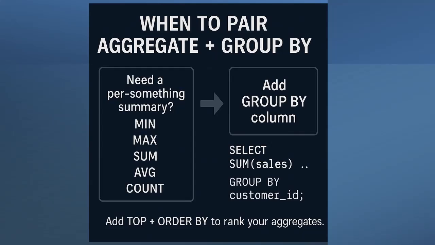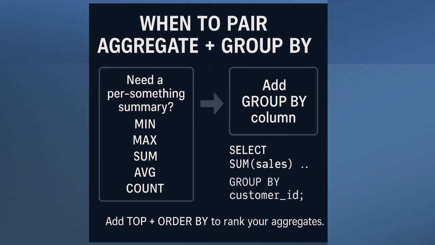Listen for an aggregate verb in the question, something like total, sum, average, largest, smallest, count, or number of. Then find the per what column. Clue words might be per, by, for each, or grouped by. For example, if we say, give me the average salary per department, we use the average aggregate and we group by department. Finally, we need to ask ourselves if we need to do a ranking.